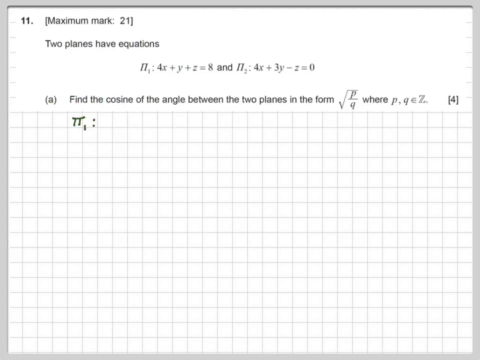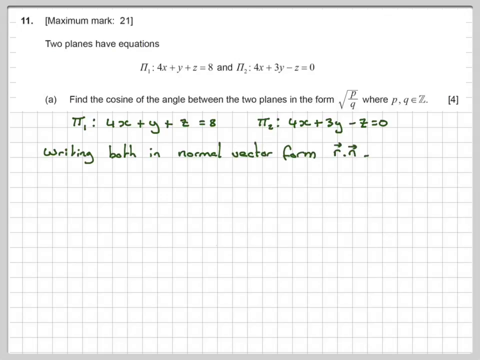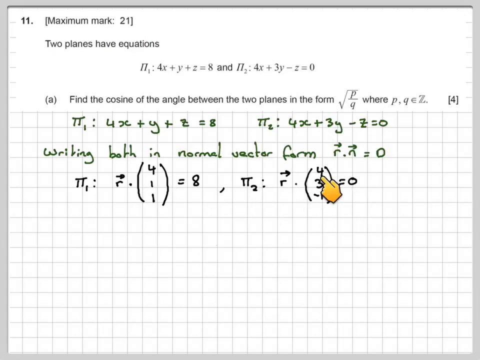Well, this is going to involve using the scalar product. So writing the two planes out, and then converting them into what is known as normal vector form. That's quite simple because the normal vector of this one is (4, 1, 1), and the normal vector of this one is (4, 3, -1). So normal vector form is, where r stands for (x, y, z): pi1: r · (4, 1, 1) = 8, and pi2: r · (4, 3, -1) = 0. So that's quite straightforward. This is called the normal vector n1, this is the normal vector n2. We saw those normal vectors on the applet.